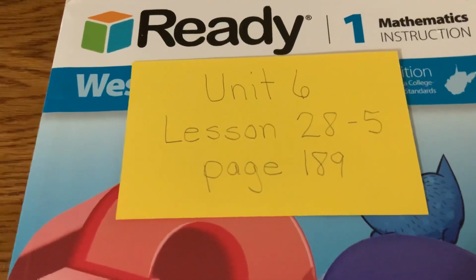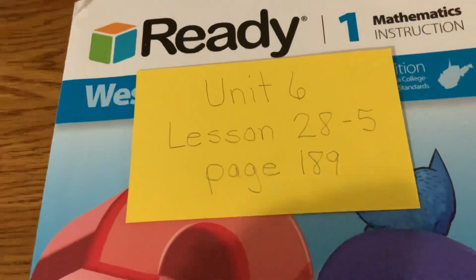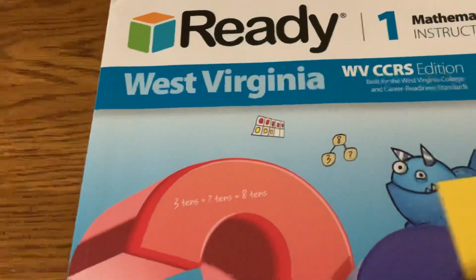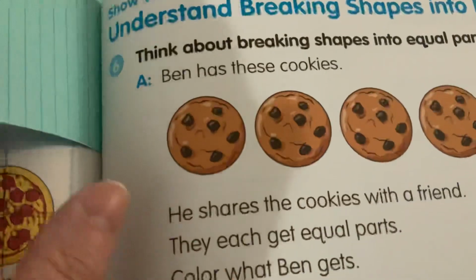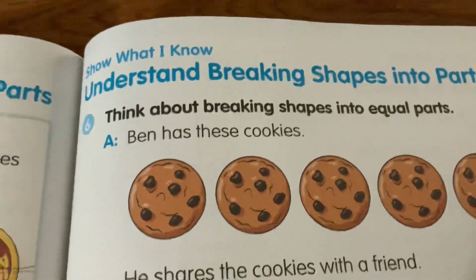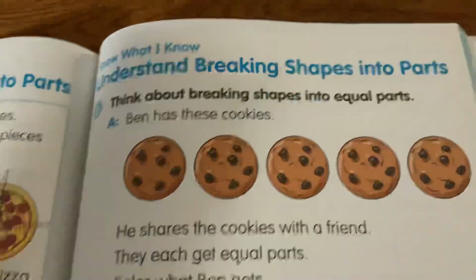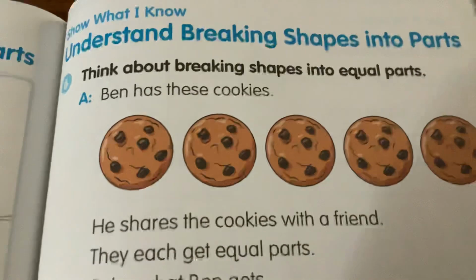This is Unit 6 again, Lesson 28, and we're finishing up the lesson, and we're going to page 189 in your book with the numbers. On page 189, we're looking at some more word problems. These you're going to have to think about a little bit more.